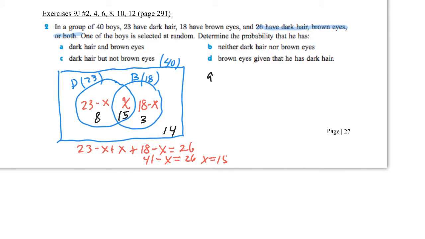Okay, now I can answer the probability questions. Dark hair and brown eyes. So that's the D intersection B area. That's 15 out of 40.